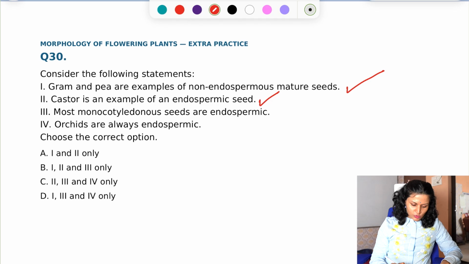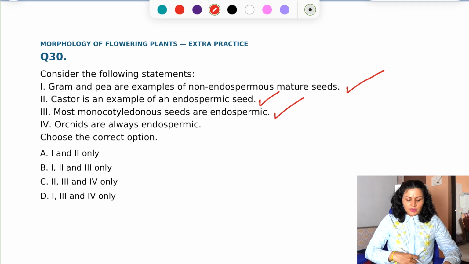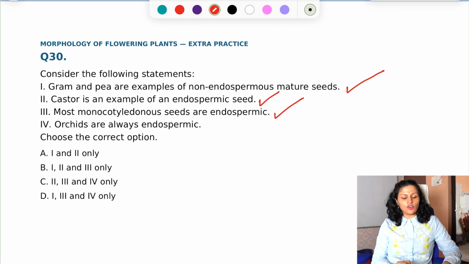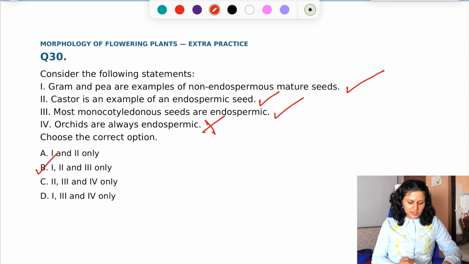This is true. Most monocotyledonous seeds are endospermic. This is true. Orchids are always endospermic. Orchids are non-endospermic, isn't it? They are monocots, but still they are non-endospermic. So this is false. So only 1, 2 and 3 are correct. So question number 30, option B is correct.